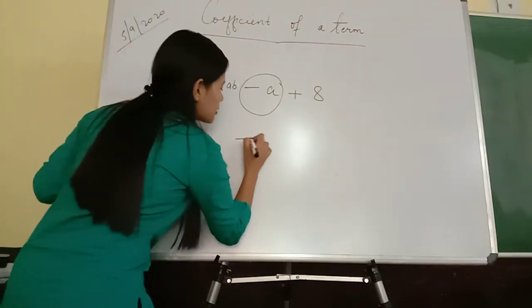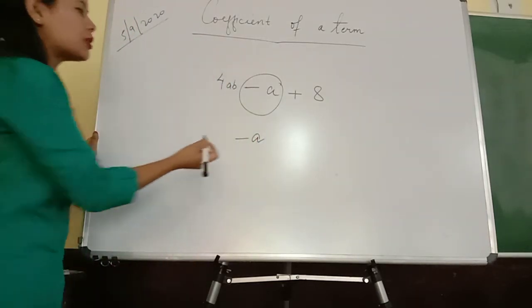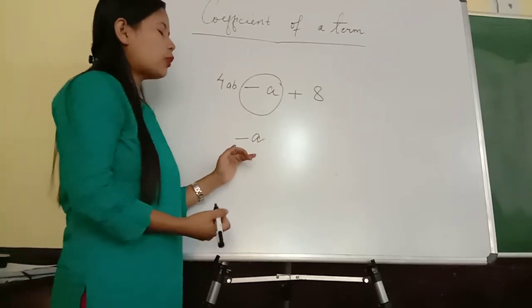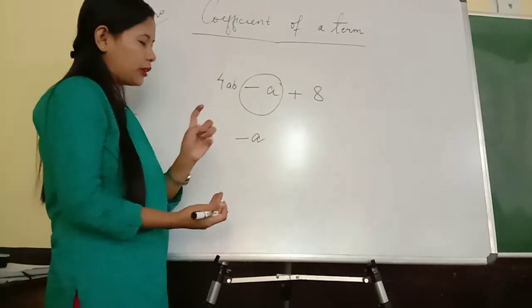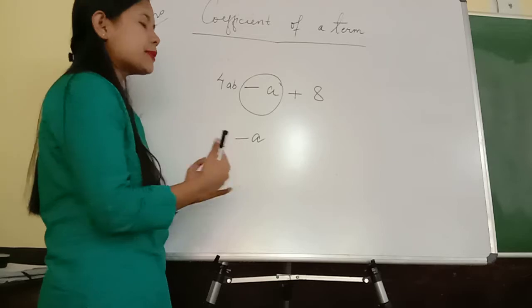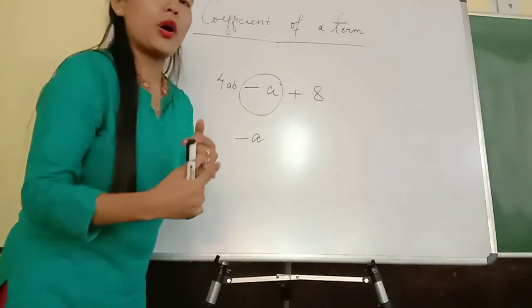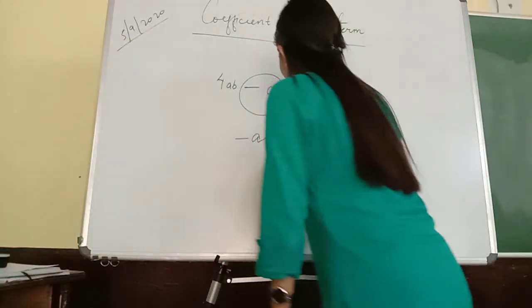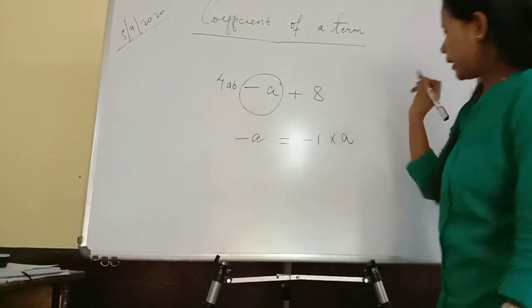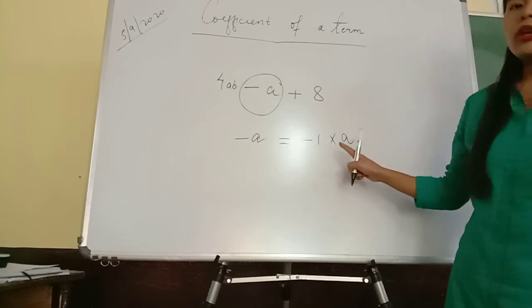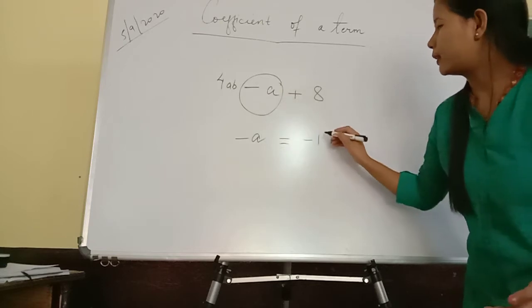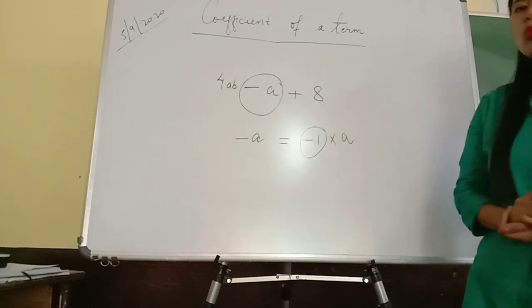So if you look at this term minus A, you do not see any number present here. But children, when you don't see any number present here, remember there is always 1 present, because when we multiply any number by 1, the number does not change. So you can write it as minus 1 into A. So if we are asked to find the numerical coefficient of this term, then it is minus 1.